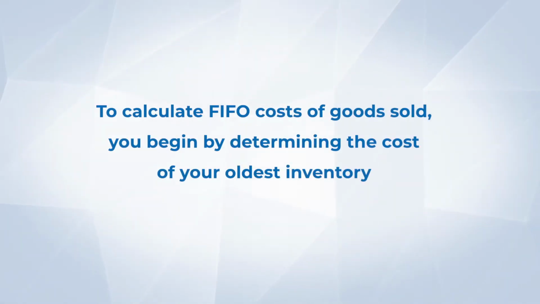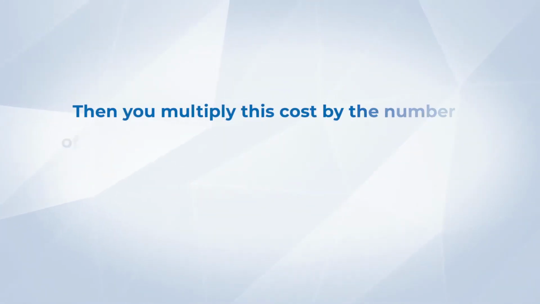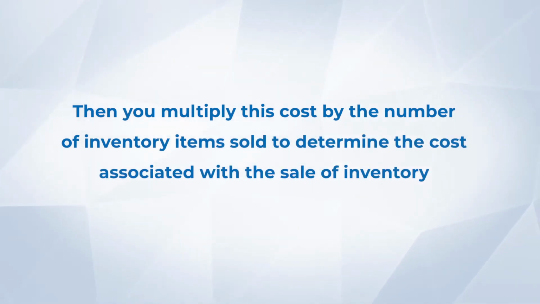So to calculate FIFO cost of goods sold, you begin by determining the cost of your oldest inventory. And then you multiply this cost by the number of inventory items that are sold to determine the cost associated with the sale of inventory.